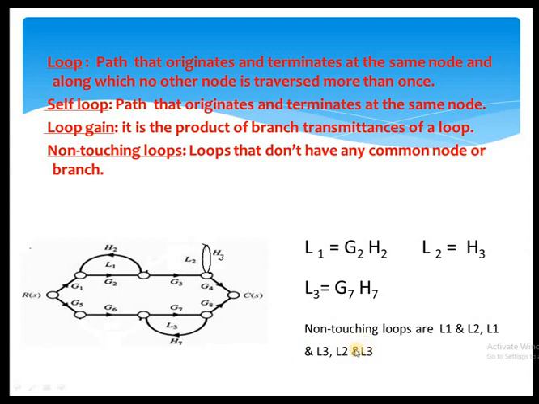Okay. What about three non-touching loops? How many three non-touching loops are possible? Three non-touching loops means we have L1, L2, L3. So we have only 3 loops, and all the 3 loops don't contain any common node. That's why 3 non-touching loops are possible in this SFG. That is only one combination: L1, L2, L3. If you want the gain value, just multiply these 3 gain values. That is G2 H2 H3 G7 H7. It is the gain value of 3 non-touching loops. I hope this will be clear to you.